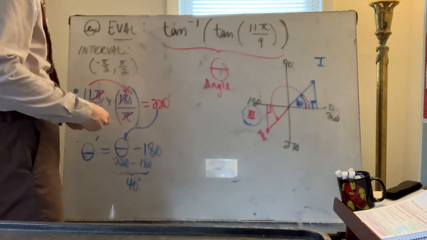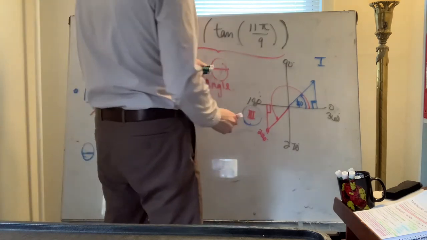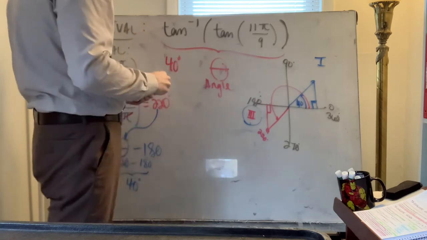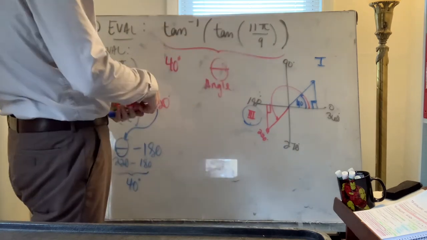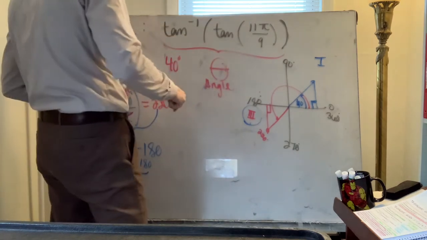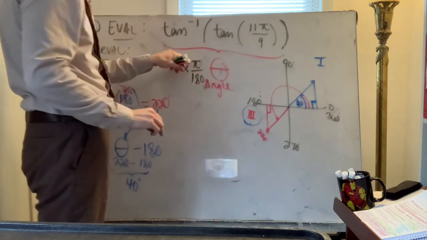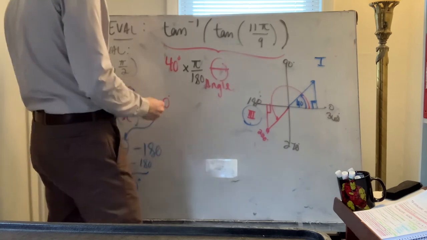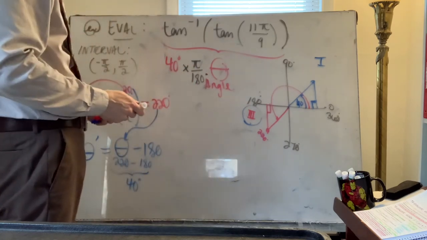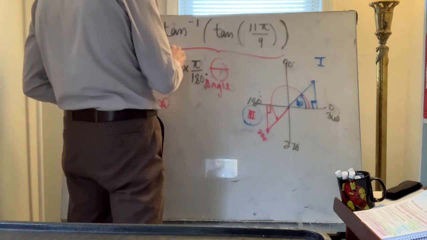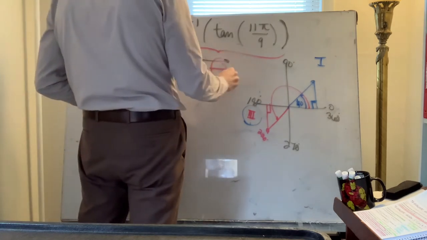So what we're going to do is, the angle here, which is 40 degrees, we're going to put in radian form. So we're going to convert this back now to pi radians, like so, times the conversion factor of now pi on top and 180 on the bottom. All right. It's not going to simplify perfectly, but you get a fraction that looks like so.